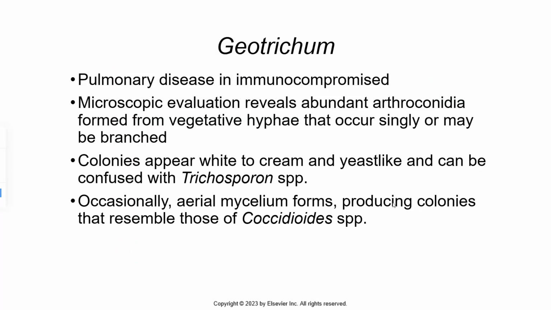Geotrichum causes pulmonary disease in the immunocompromised. Microscopic evaluation reveals abundant arthroconidia formed from vegetative hyphae that occur singly or may be branched. Colonies appear white to cream and yeast-like, and can be confused with Trichosporon. Occasionally, aerial mycelium forms, producing colonies that resemble those of Coccidioides.